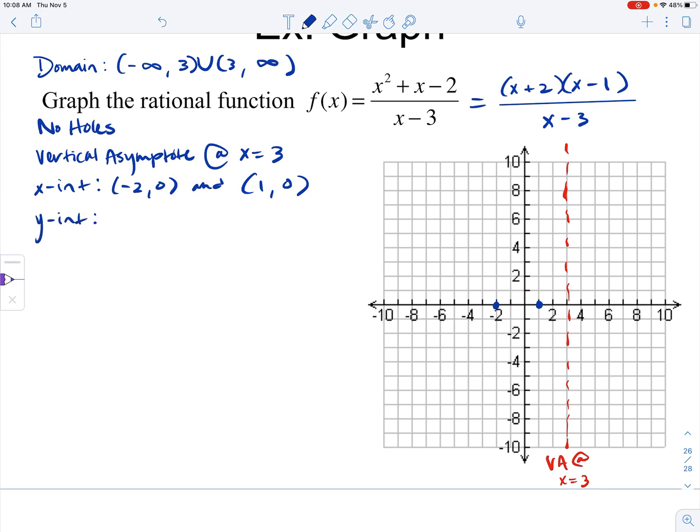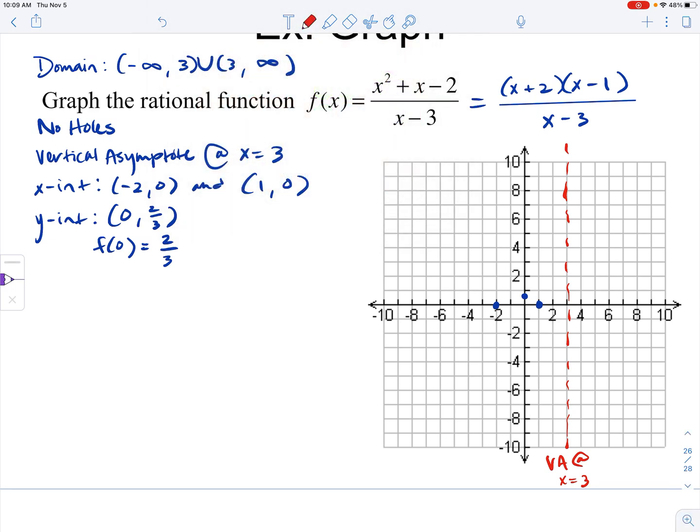The y-intercept we can find from evaluating the function at 0. And it looks like we would get positive 2/3. So 0, 2/3 as our y-intercept. Okay, we have the intercepts, we have all of our points of discontinuity, which just ends up being a vertical asymptote at x equals 3.